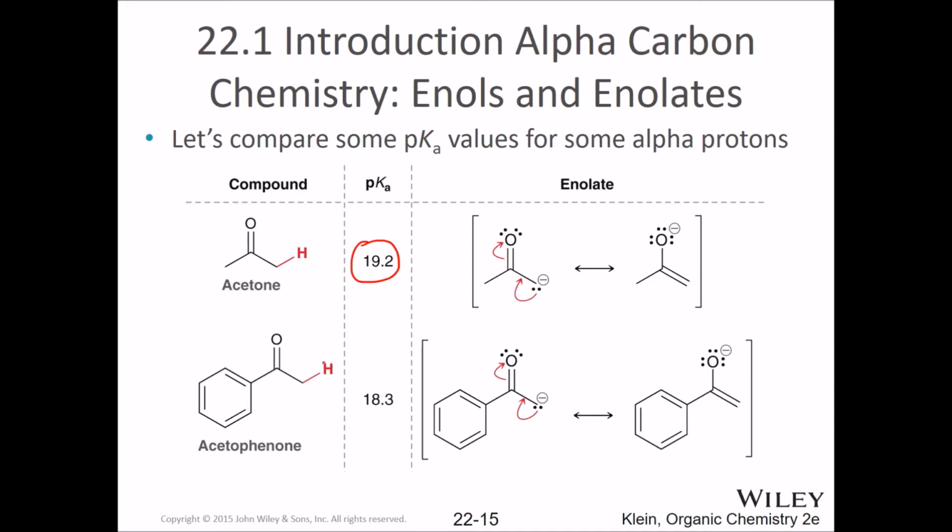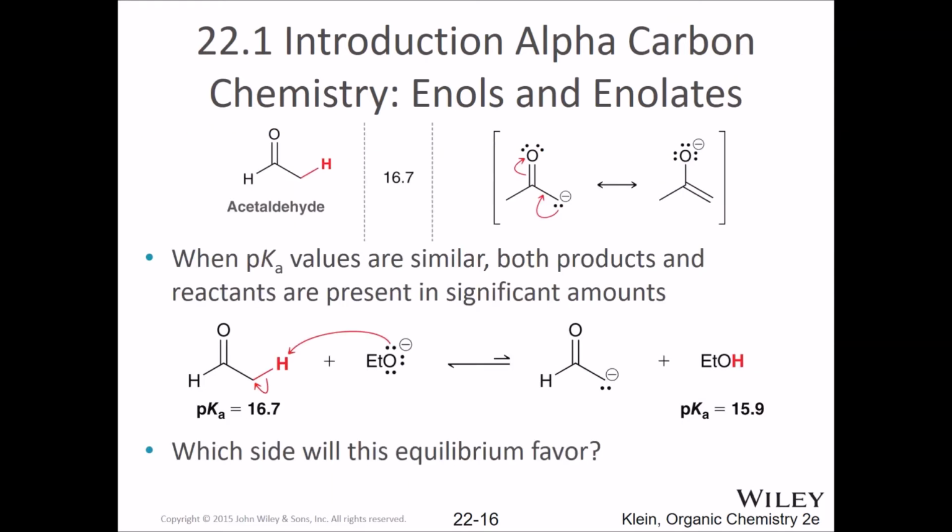Now, the alpha hydrogen, the alpha proton of acetophenone is 18.3. Why is that? That is so weird. It's 10 times more acidic. Why is that? It's 10 times more acidic. All right, look at that. Tell me why.